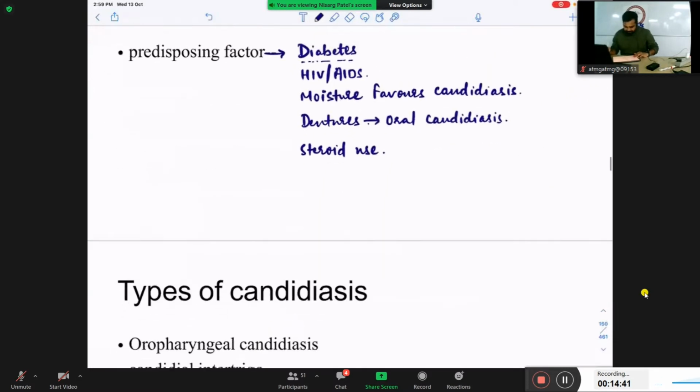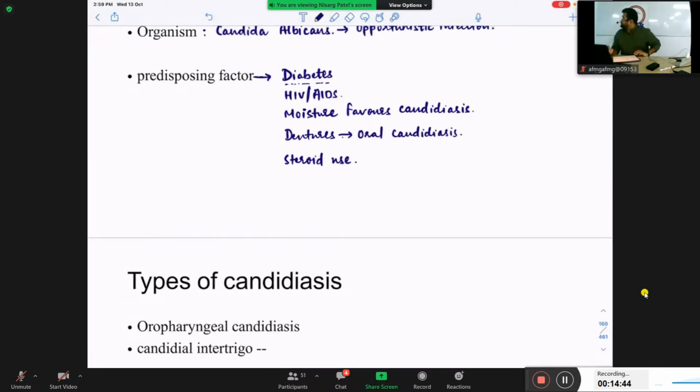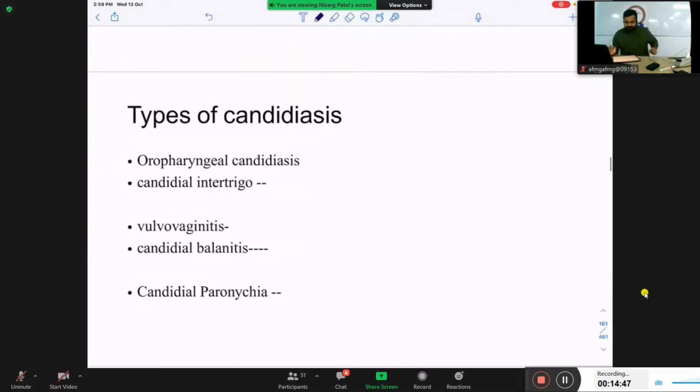Okay. Coming to what are the different types of candidiasis. The first is oropharyngeal candidiasis. Oropharyngeal candidiasis is the commonest fungal infection in HIV.